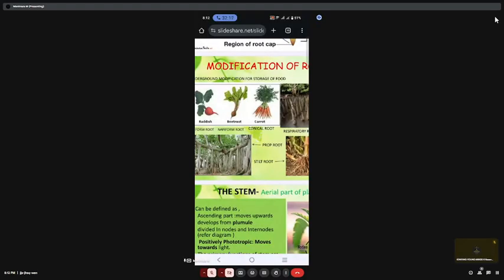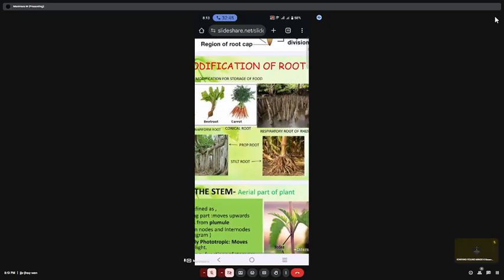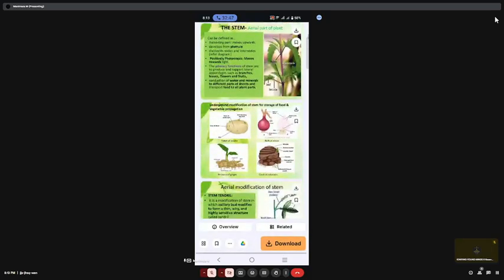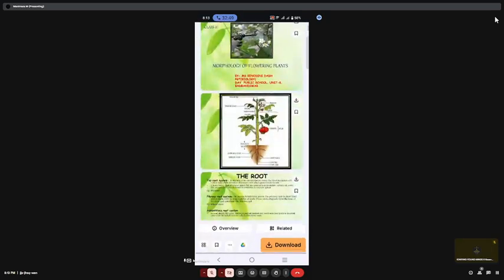So the first one is the fleshy and tuberous storage root. We have fusiform root, for example radish; napiform, for example beetroot and turnip; and conical shape, for example carrot. And we also have fasciculated tuberous root. What do you mean by fasciculated? Fasciculated meaning, anybody?